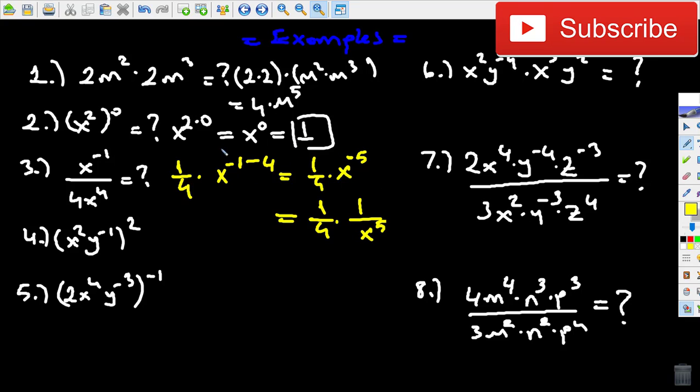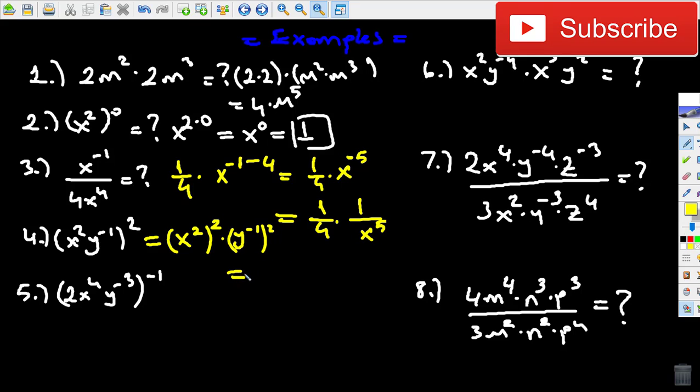Okay. In question 4, we got some things being multiplied inside of the same parentheses, and these things are being raised to the second power. So in this case, we're going to apply the product of a power rule. We're going to raise everything to the same power. So I'm going to raise x squared to the same power, which is 2, times I'm going to raise y to the power of -1 to the same power, which is 2.